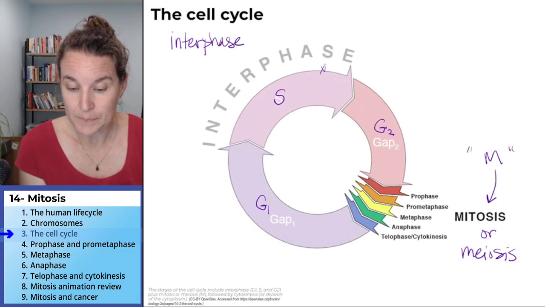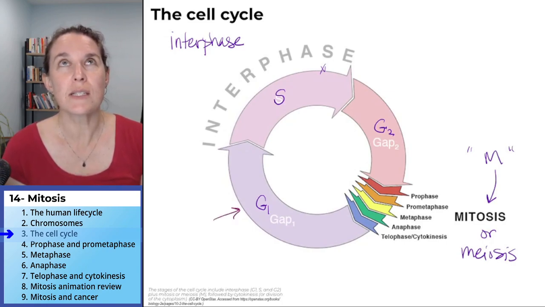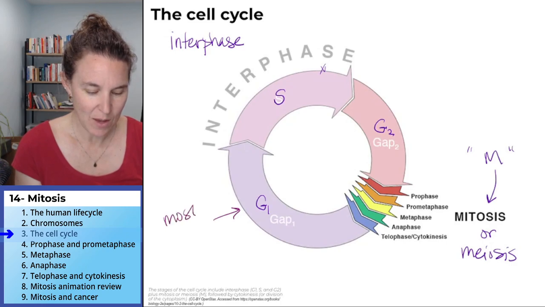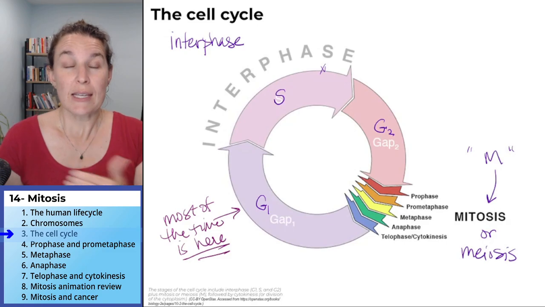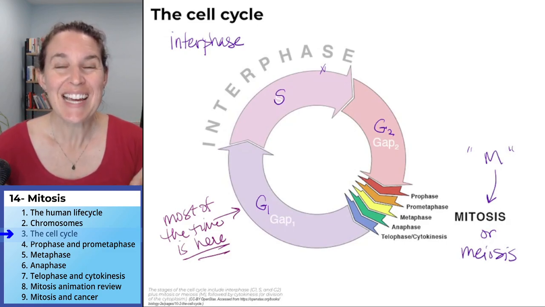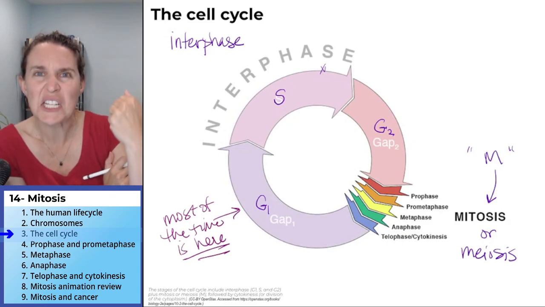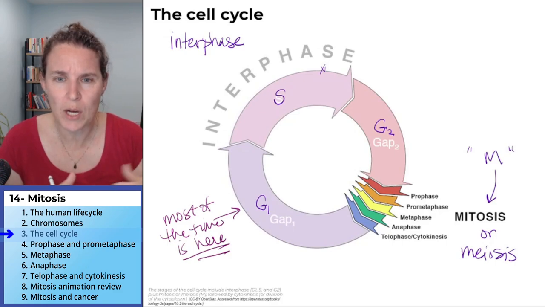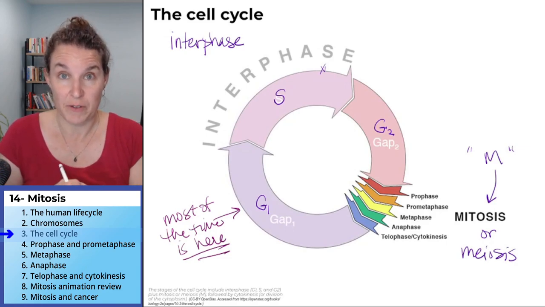Most cells spend most of their lives in G1. Most of the time is here in G1. G1 is a cell living its best life. It's doing its thing. If it's a muscle cell, it's contracting. If it's a brain cell, it's firing messages. If it's an endocrine cell, it's making hormones. It's just doing its job and living its life.